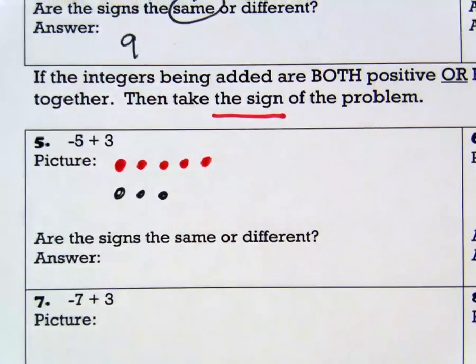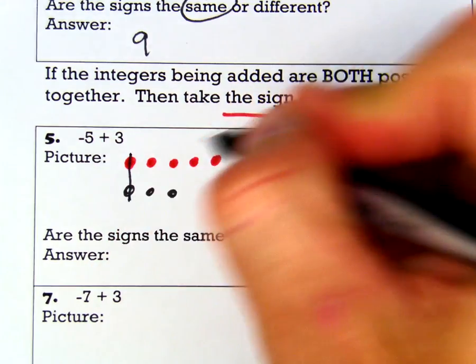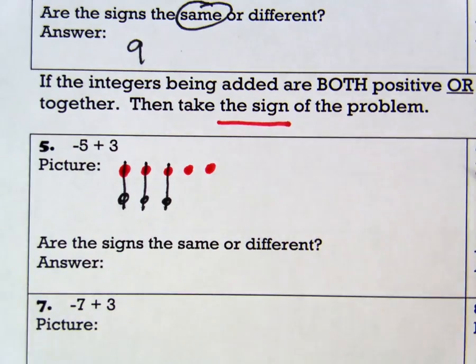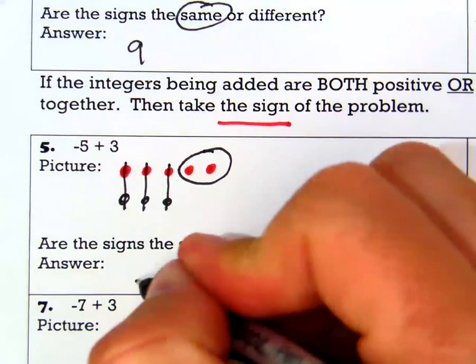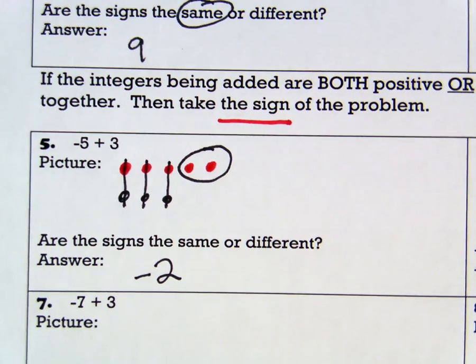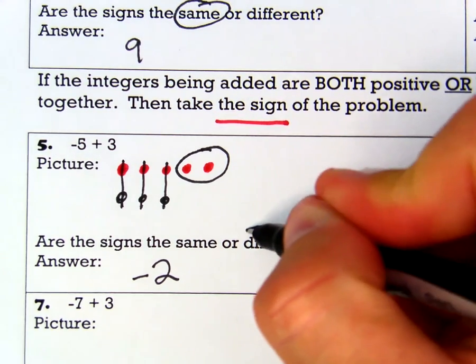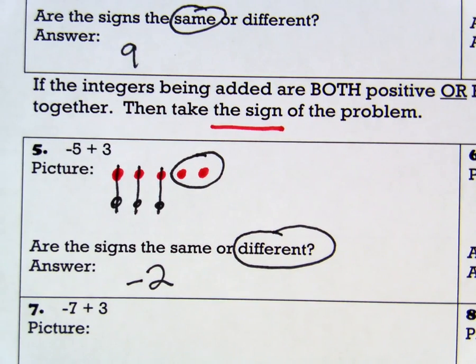1, 2, 3. Okay. Now when I have a positive and a negative, what happens is that they cancel each other out. So I'm pretty much just going to draw a line. I'm going to cross that out, and cross that out. And what I'm left with here is I have 2 negatives left. So my answer to this problem is negative 2. Now I notice that I have a negative and a positive, that my symbols are different. I'm going to go ahead and circle that different.